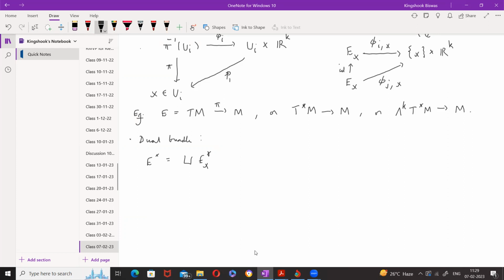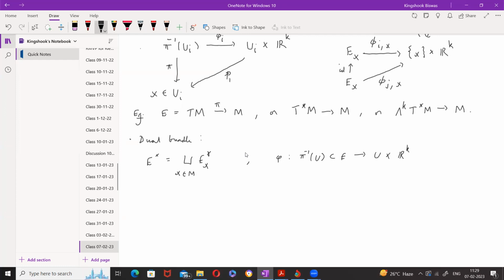So I need to make this a manifold in a natural way. So we're going to define charts on this. So if I have phi, a local trivialization of E, then this is going to give me a chart on E star, on pi inverse U inside E star, as follows.